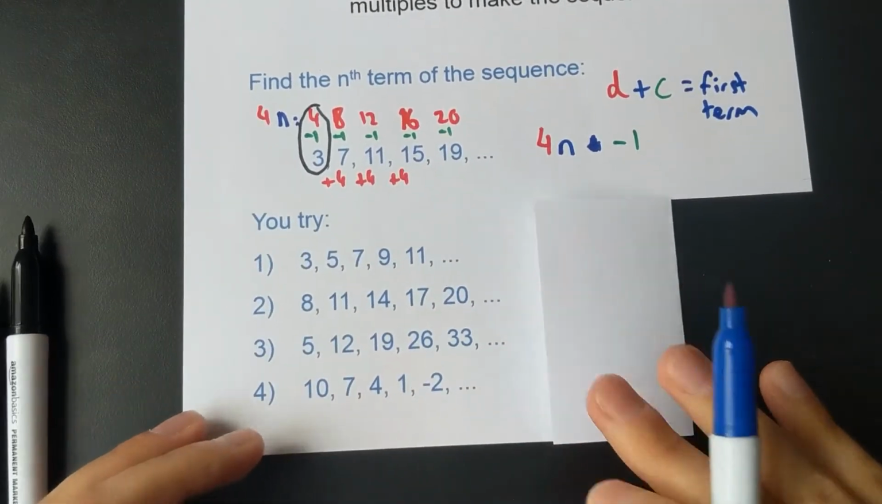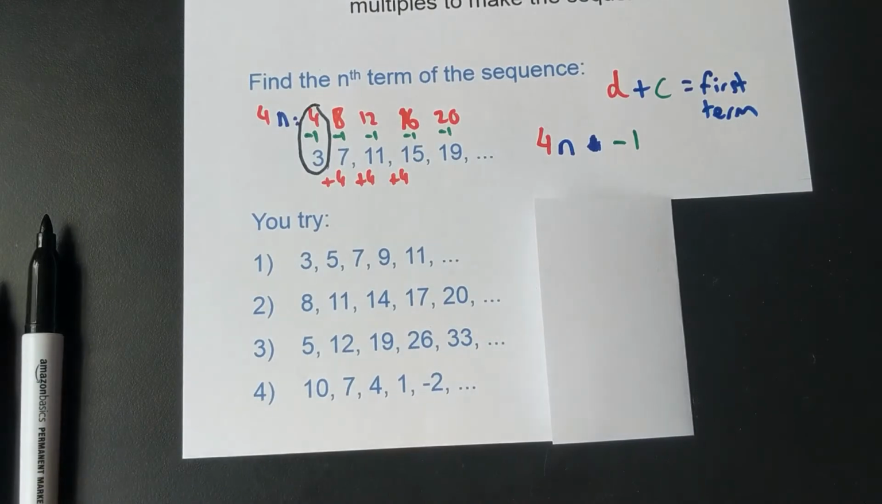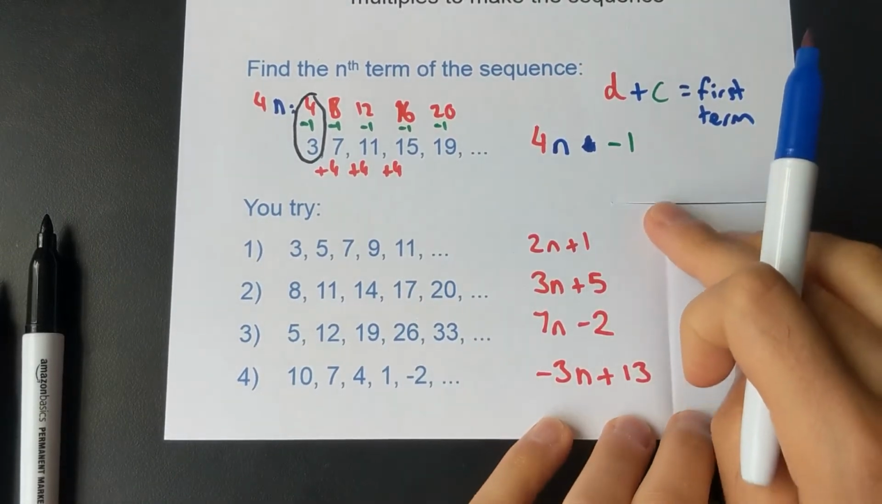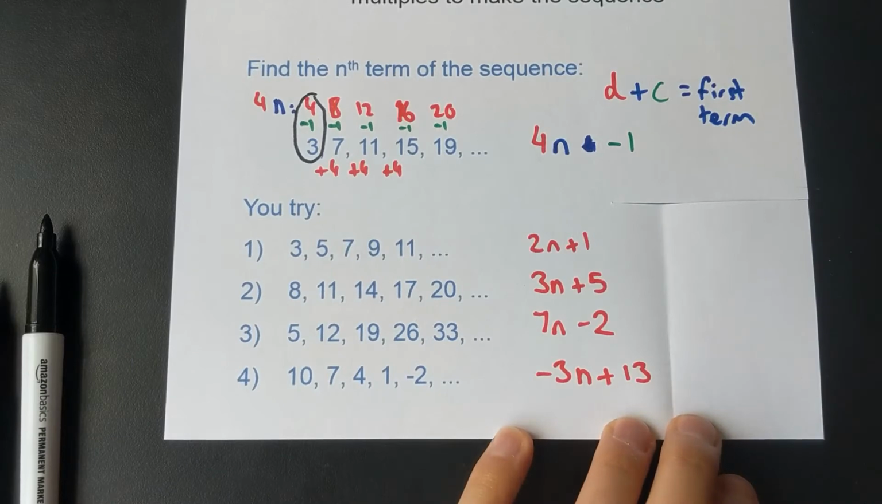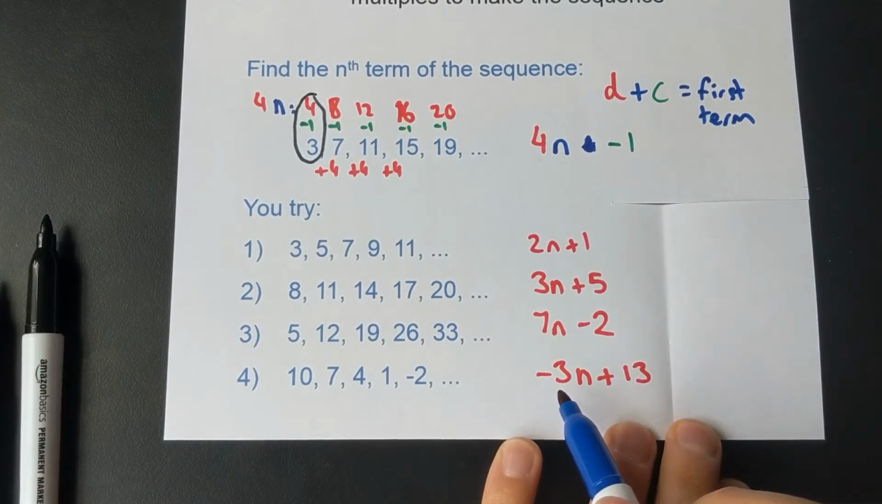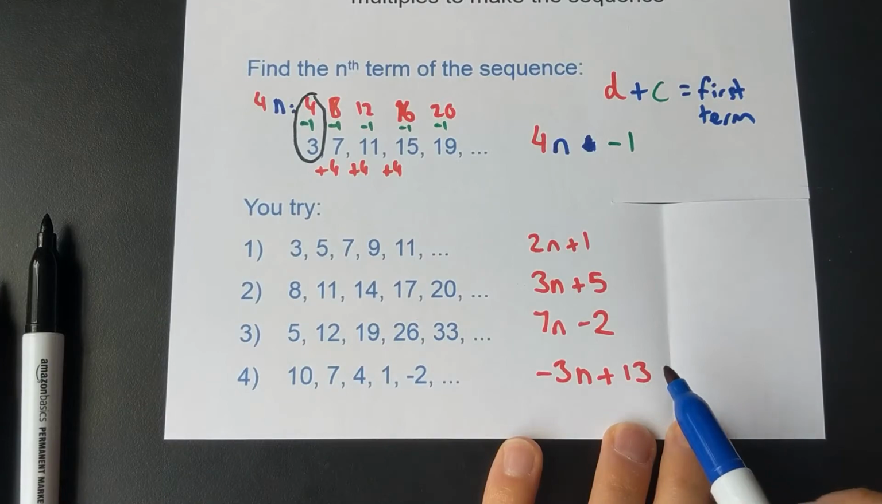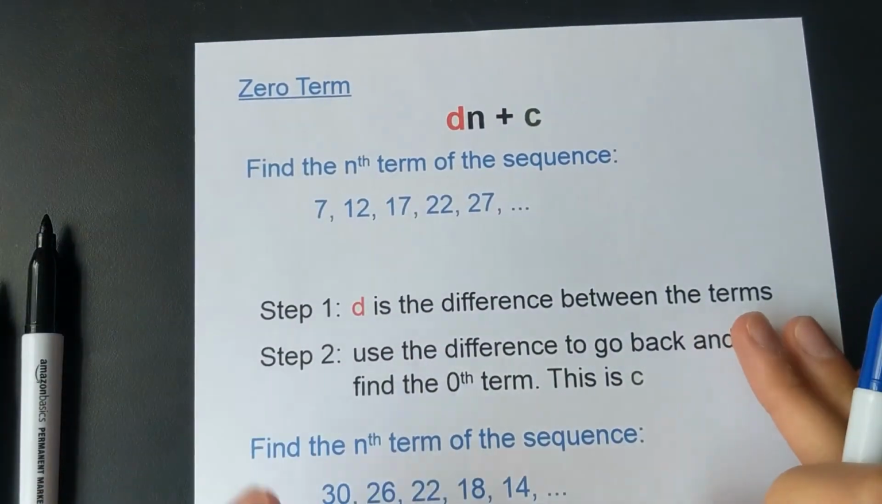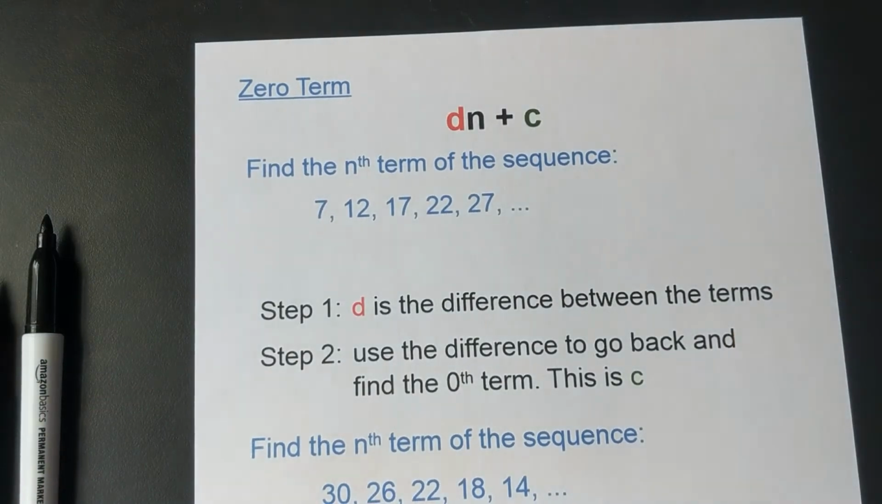So I've got 4 questions for you. I would like you to pause the video and have a try at these questions, please. And I'm going to show you the answers now. This last one, where we've got a negative, might have been a little bit more difficult to work out what C is. So I'm going to show you a second method, and this second method is much easier if there's any negatives involved. If there's negatives, it can get a little bit trickier to work out what C is, so this method is a better way.